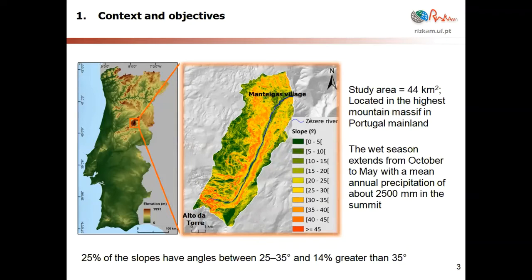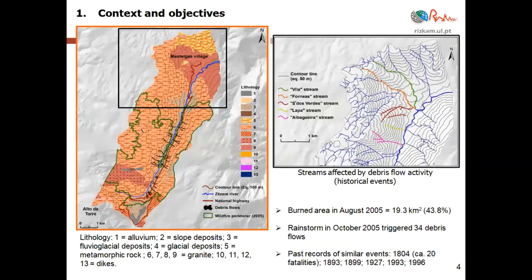On both sides of the valley, about 25% of the slopes have angles between 25 and 35 degrees, and 14% higher than 35 degrees. The geology is mainly granitic, and a characteristic of this area is that almost 44% of the basin was affected by a huge wildfire during the summer of 2005.